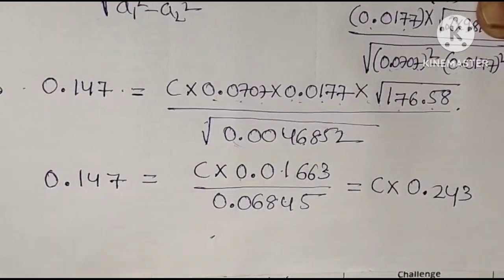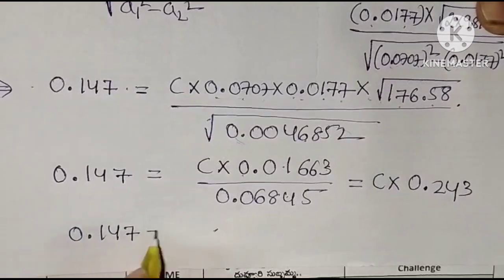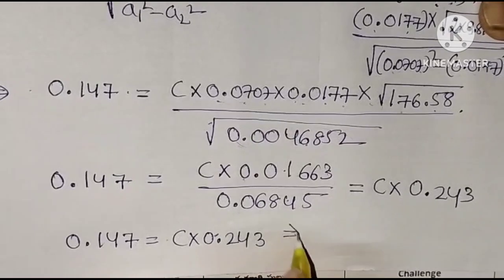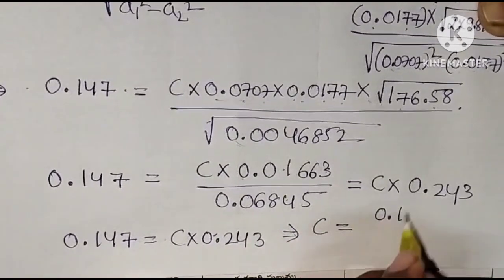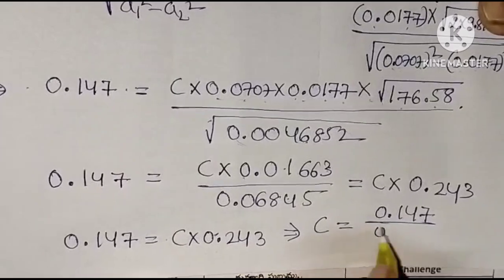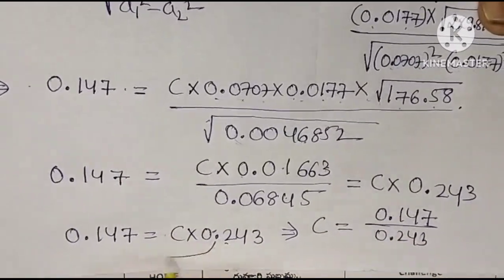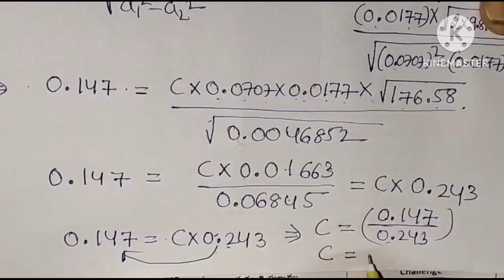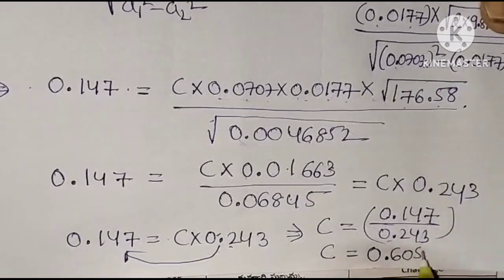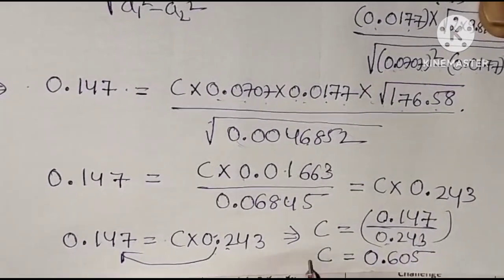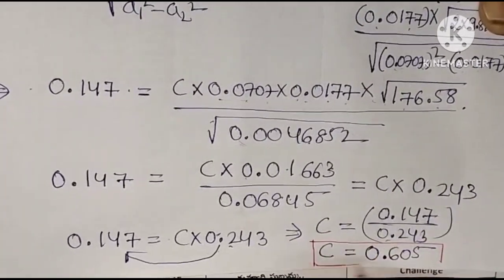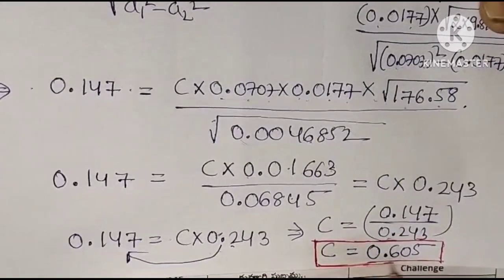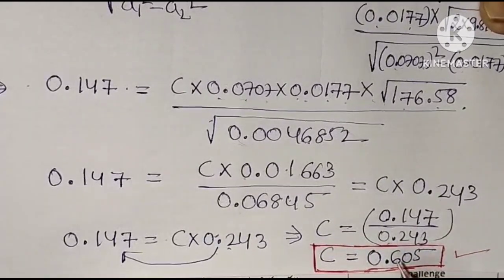Now 0.147 is equal to C into 0.243. Here we need the value of C, so C is equal to 0.147 divided by 0.243. Multiplication becomes division. So 0.147 by 0.243, you will get 0.605. So what is the value of the coefficient of discharge? 0.605. Therefore the coefficient of discharge of an orifice meter, C, is equal to 0.605. This is the final answer.